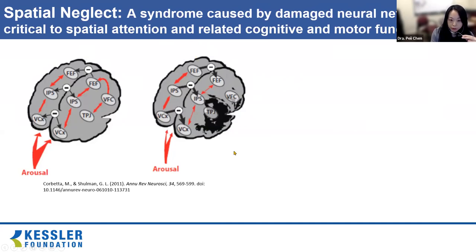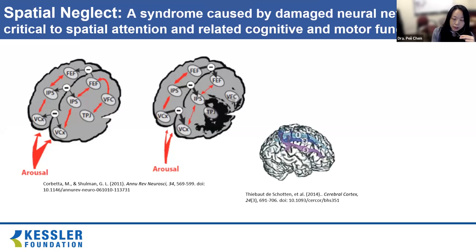Conversely, if a patient has damage in the left hemisphere, let's say the image is switched to the other side, then this person will develop spatial neglect in the right space and pay much attention to the left. So it's always the opposite side.